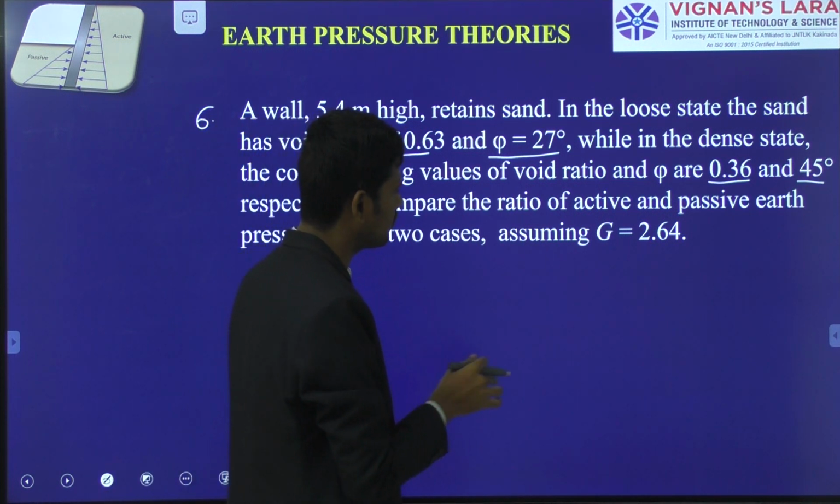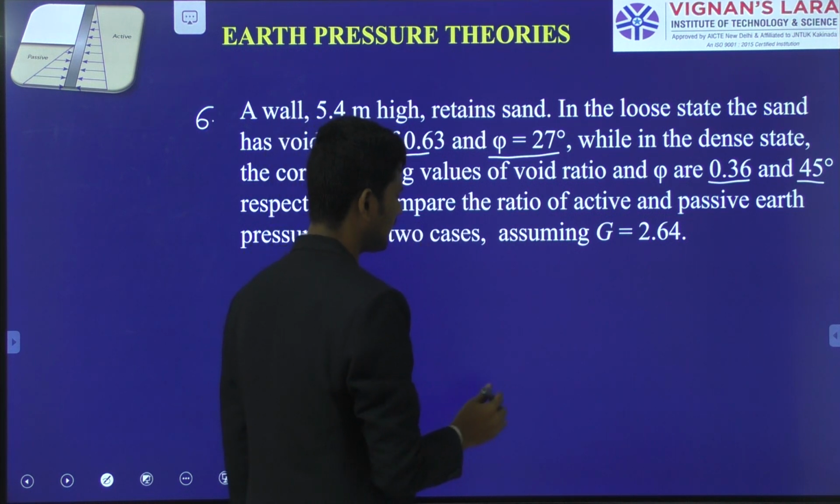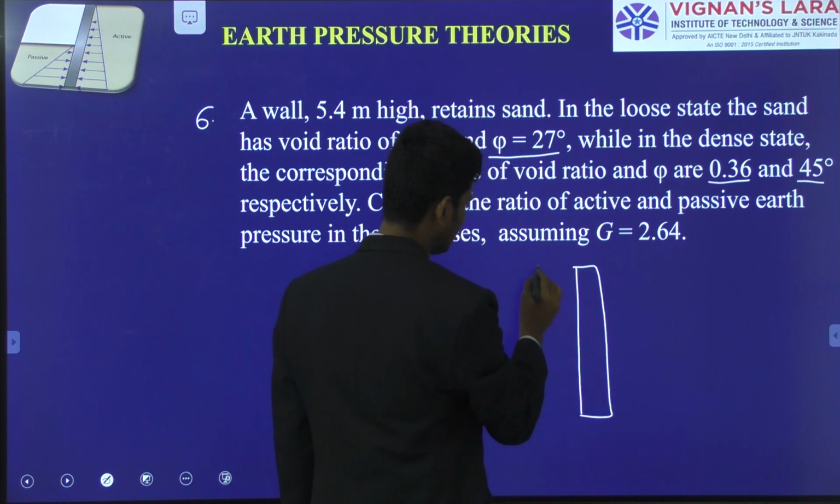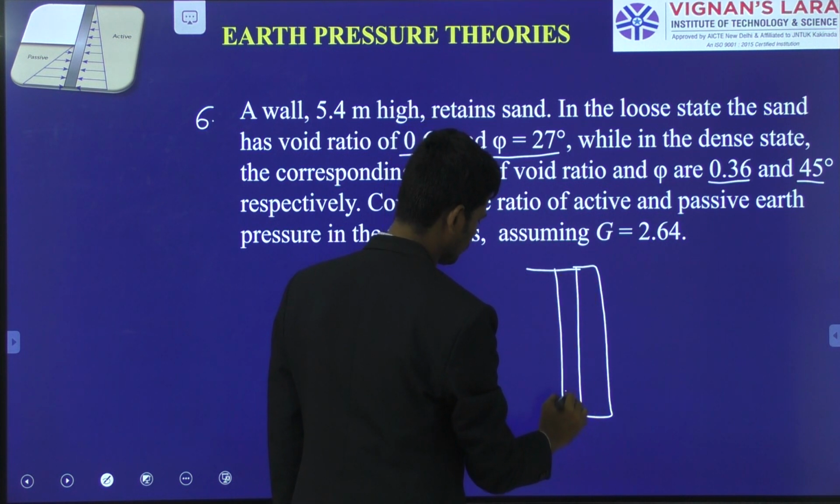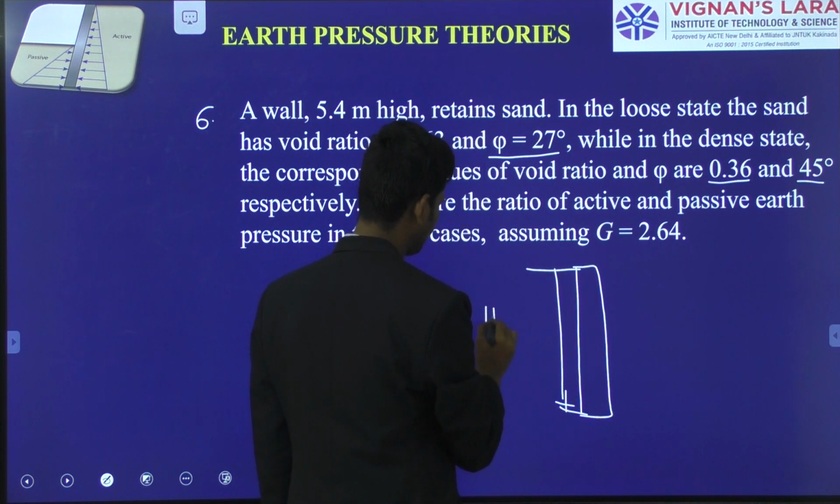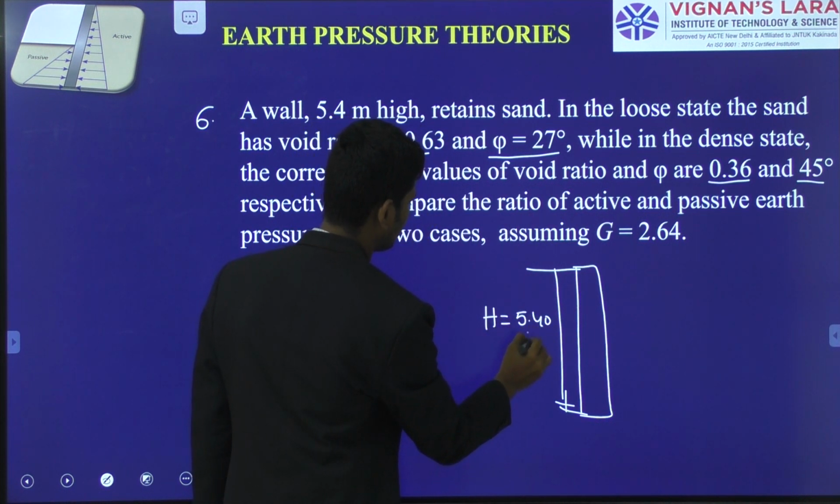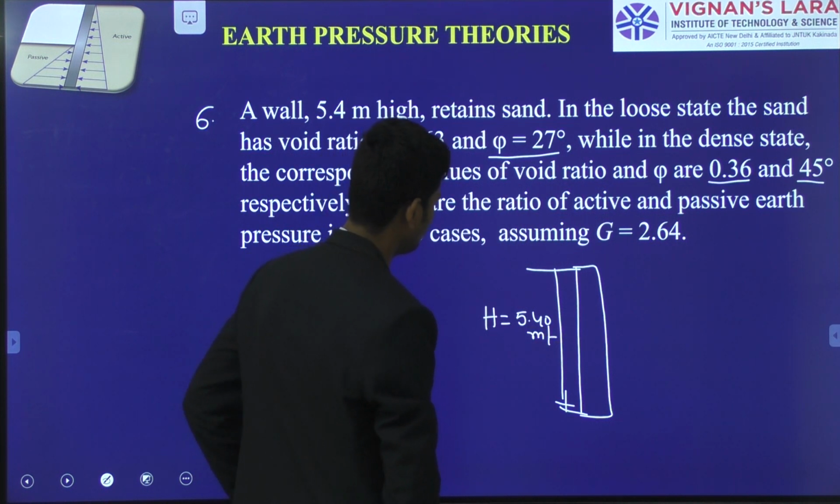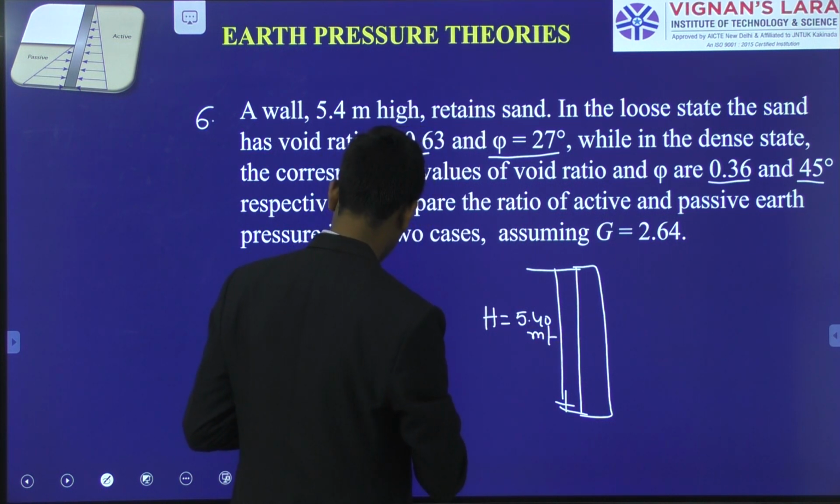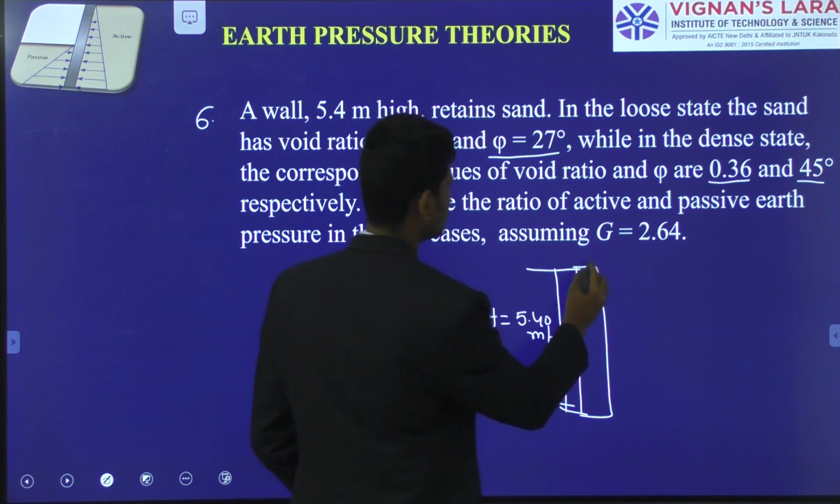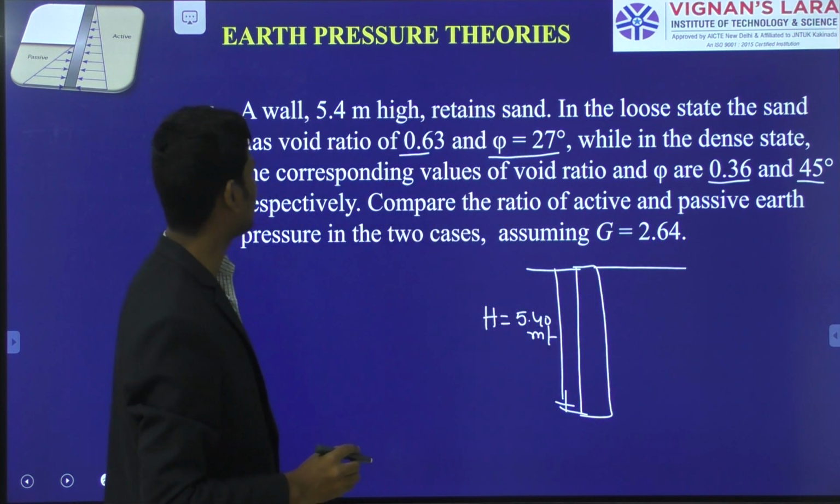First, before calculating this, we will draw the diagram. Suppose this is your retaining wall, and this is the height of the wall. The height of the wall H equal to 5.40 meters, and they have given the soil parameters.